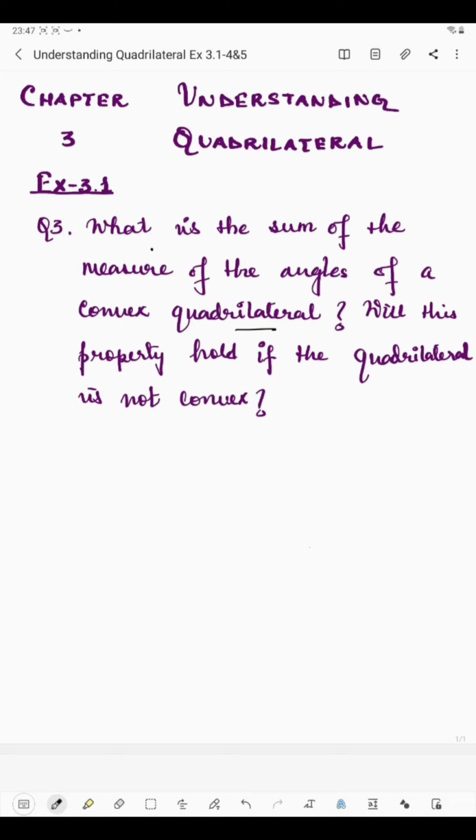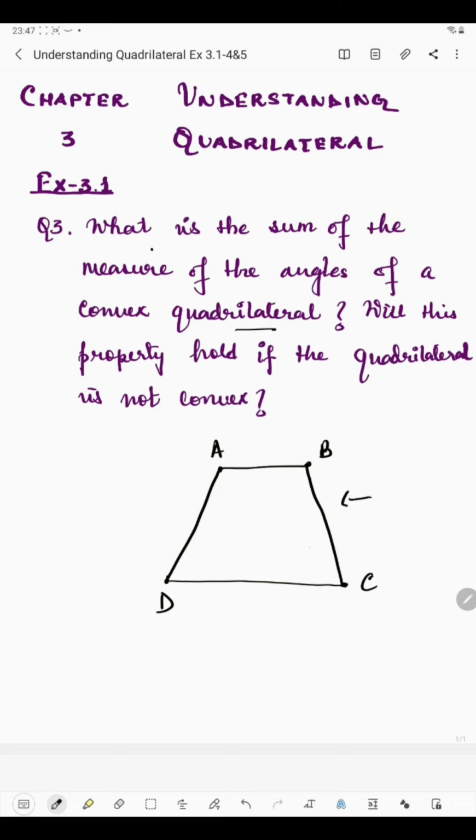Now let us draw the convex quadrilateral. Suppose the figure looks like this. Let's name it A, B, C, D. Here we can see that all the vertices are in the exterior portion and the angles of a convex quadrilateral are less than 180 degrees. And if you draw the diagonals here, the diagonals will be formed in the interior portion. So this is a convex quadrilateral.